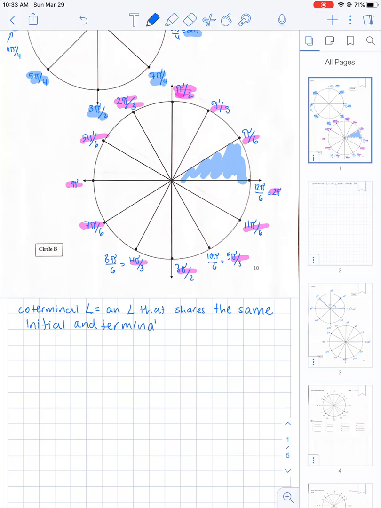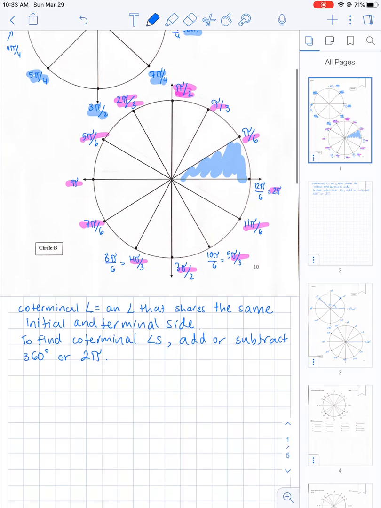So in that example above, I had shown you guys an example with pi over 4 and 9 pi over 4 being coterminal angles. So remember, you can have an infinite number of coterminal angles, and we can find coterminal angles. So to find coterminal angles, we want to make sure that we do a full revolution. So to find coterminal angles, add or subtract. If we're in degrees, add or subtract a full revolution, 360 degrees. Or if we're in radians, add or subtract 2 pi.